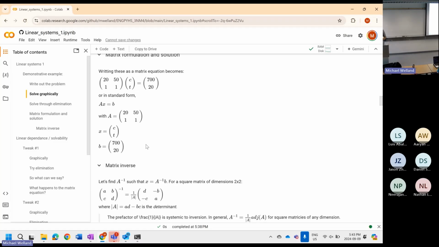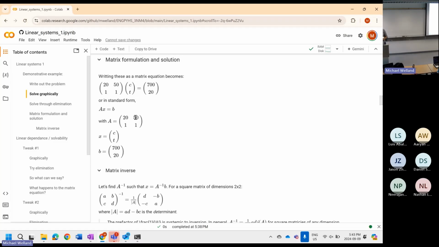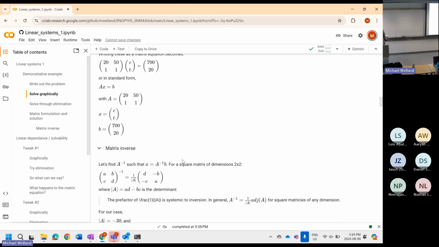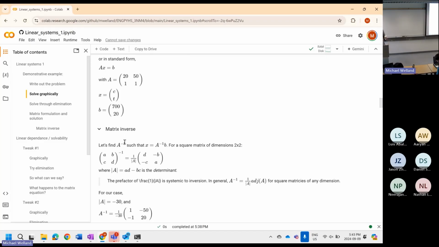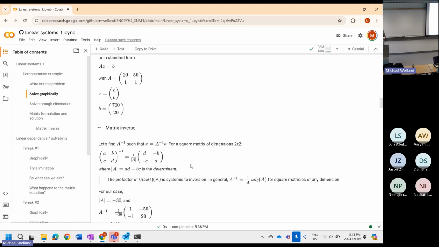So matrix inverse. The idea is that if you have AX equals B, right? X and B are vectors. A is a matrix. Let's find the inverse of A such that X is equal to A inverse B. Great. For a 2x2 matrix, the inverse is formulaic. Actually, they're all formulaic, but formulas get horrendous, really terrible, right? But what you get is this expression.